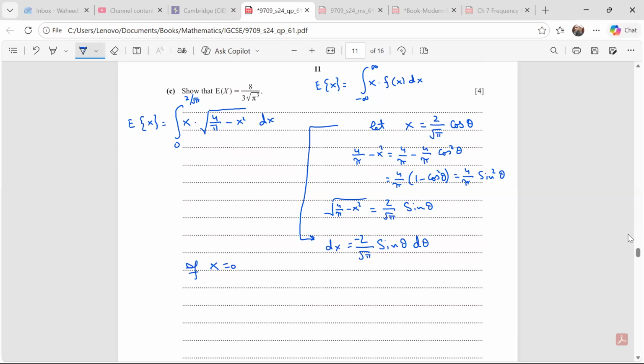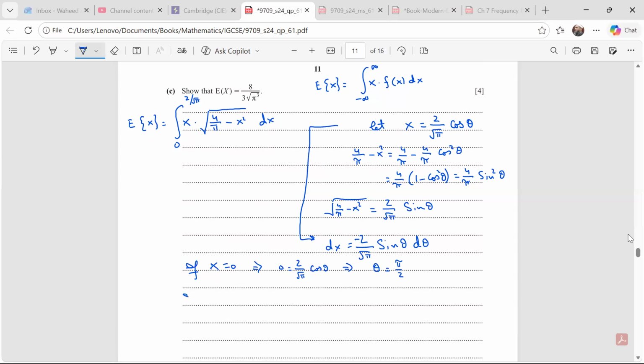So if x is 0, from this expression, 0 equals 2 over under the root pi into cos theta. So cos theta is 0. It means that theta is equal to pi by 2. Am I right? Yeah, it's equal to pi by 2. Okay, so theta is pi by 2. So pi by 2 cosine is 0.